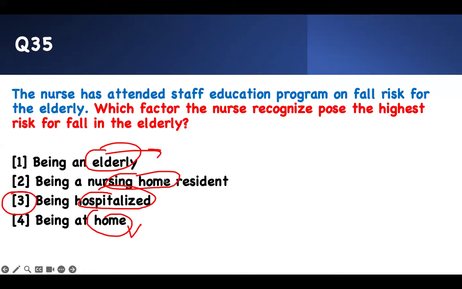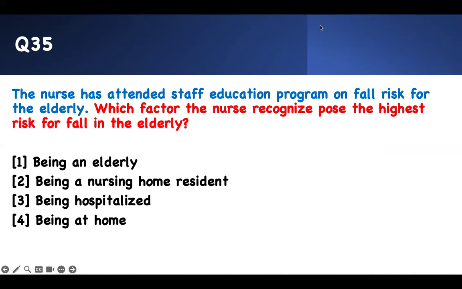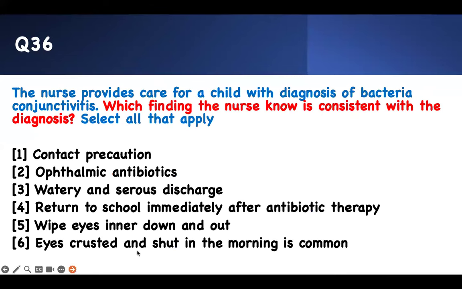Hospital is bad. Unfamiliar environment. That's where people fall. If you know where you are, like a resident home, they've been living there, so they know everything. In the hospital, they have no clue. So 3 is your right answer. That's the one that puts you at risk.